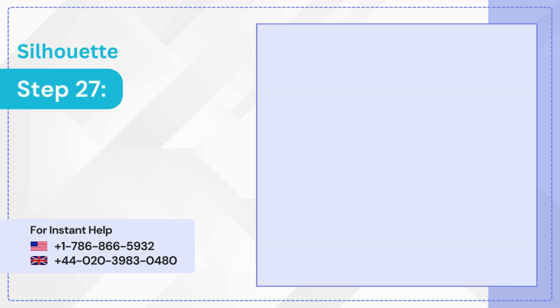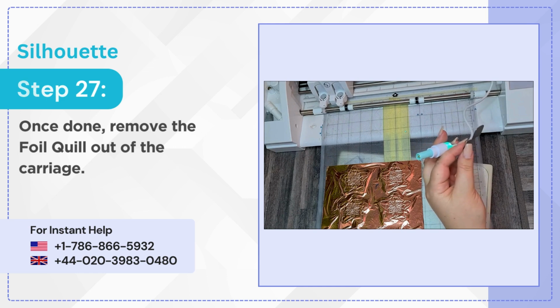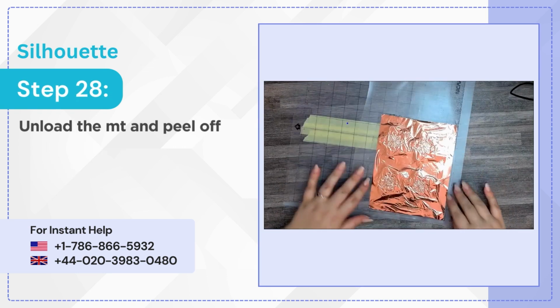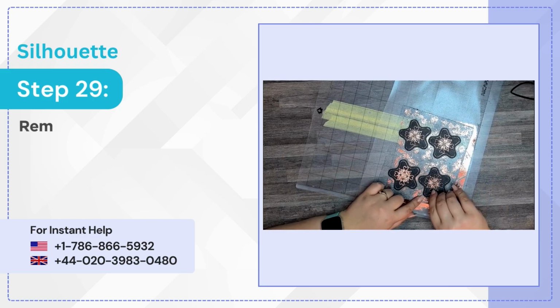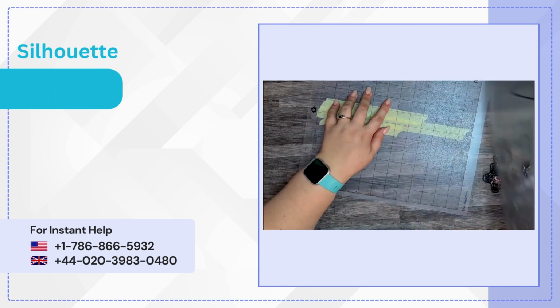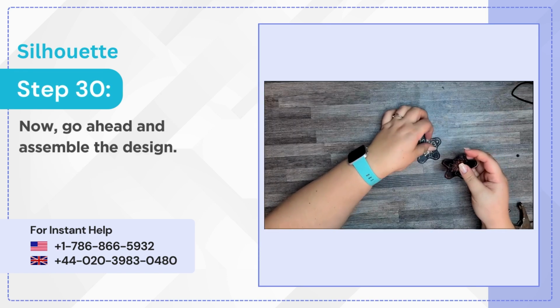Step 27. Once done, remove the foil quill out of the carriage. Step 28. Unload the mat and peel off the foil. Step 29. Remove the design from the mat and peel off the transfer tape. Step 30. Now go ahead and assemble the design.